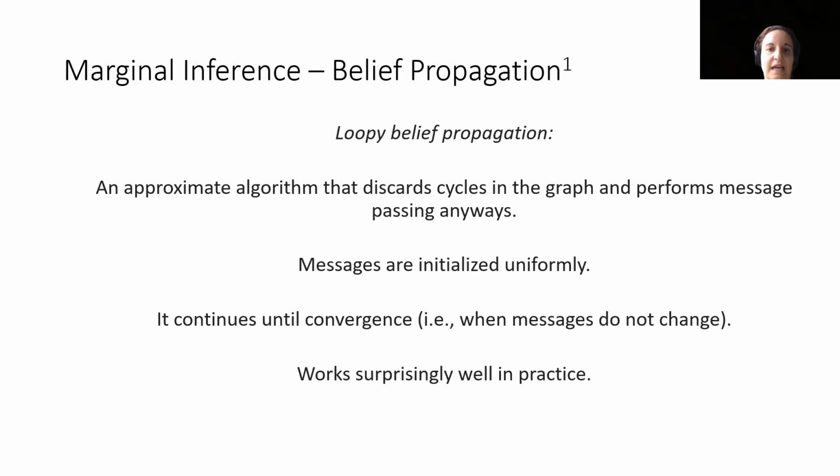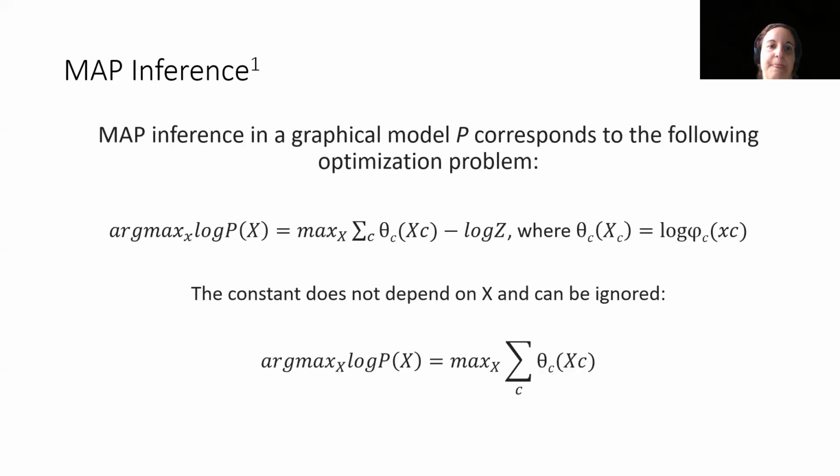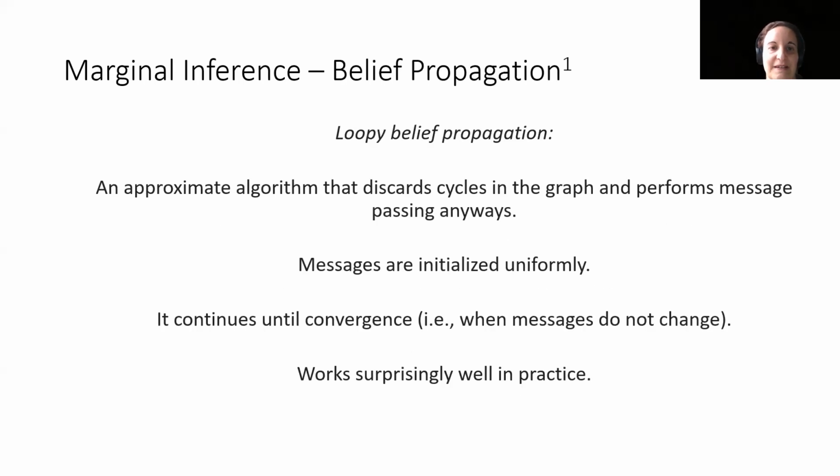What it does is discard the cycles, and once it discards the cycles, it can perform message passing or belief propagation on the resulting graph. As I said, it's faster and it works surprisingly well in practice. For marginal inference, this is the go-to algorithm most of the time, because it is simple and performs quite well. Okay, and that concludes the computation of marginal probability distributions. Any questions here before we go to MAP?